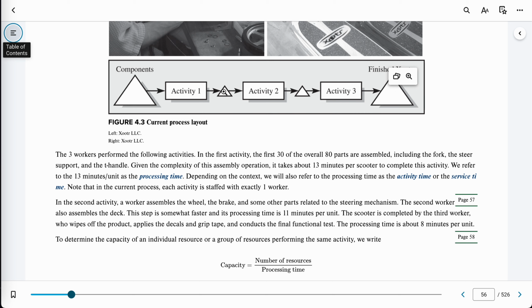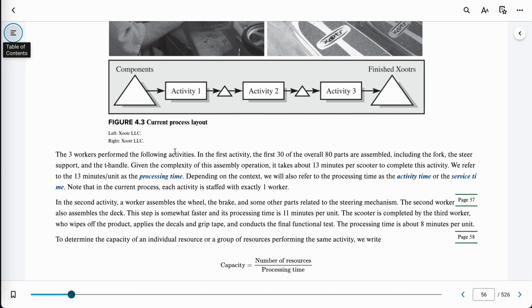And you'll notice that there are inventories in between. So worker 1 finishes one process, takes 13 minutes, sends it to an inventory. Worker 2 picks it up from the work in process inventory and continues, and so on. So that's how this process is set up.